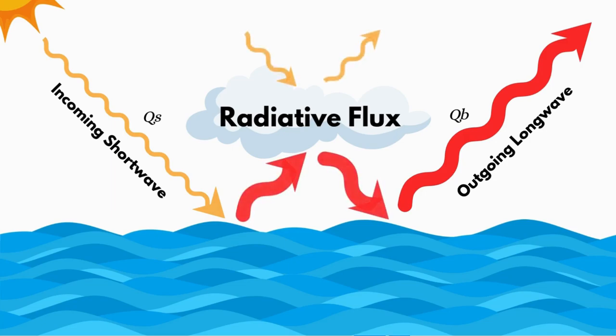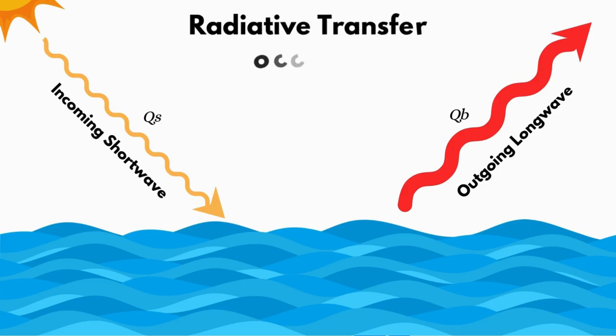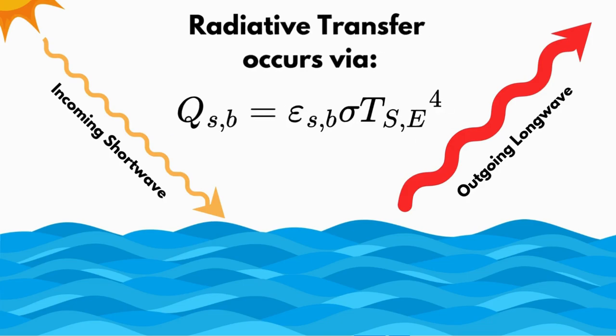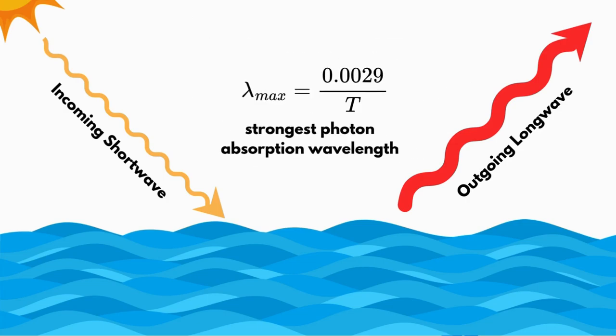The radiative transfer itself can be described via this equation, so this is your shortwave and long-wave flux per unit area that depends on the emissivity and surface temperatures of the respective emitting bodies, where sigma is the Stefan Boltzmann constant. Through Wien's law, we can also relate the temperature of the body to an approximate black body behavior to acquire a definition of the wavelength of electromagnetic radiation for which the body will be most strongly absorbing.